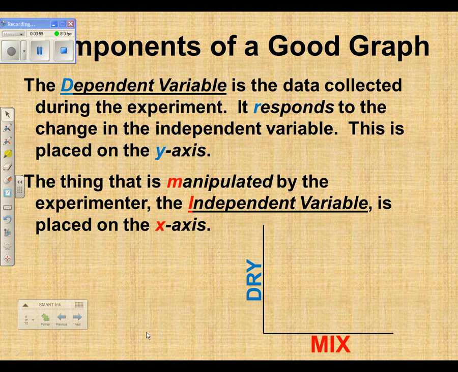So here is an easy acronym for you to remember, which is referred to as DRY MIX, the D standing for dependent variable, the R standing for responding variable, which means exactly the same thing, on the y-axis. MIX, which stands for manipulated or independent variable, located on the x-axis.